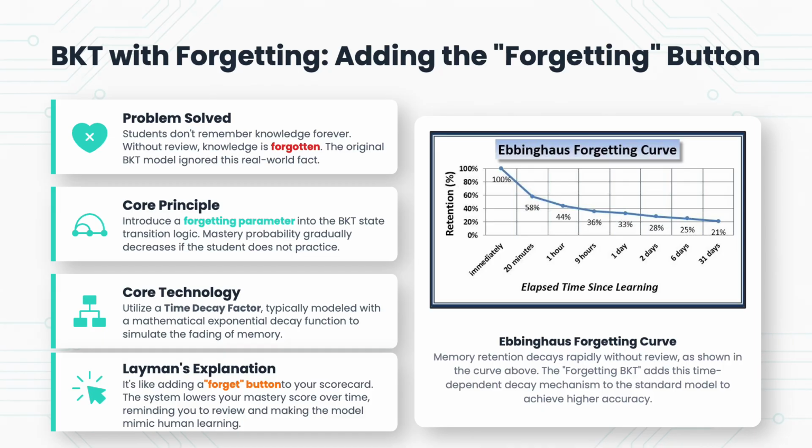This is modeled using a time decay factor. Imagine your scorecard from BKT now has a forget button. If you don't review a topic, the score slowly drops, reflecting the natural process of memory decay. This simple addition made the model significantly more accurate in representing real learning and forgetting cycles.